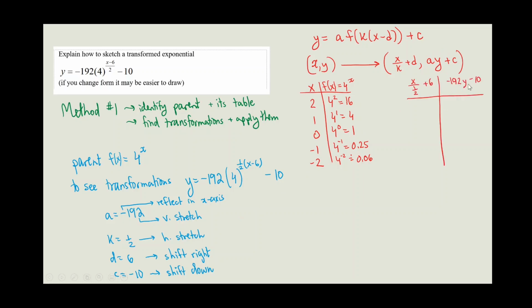So this is what the table is going to look like. We have negative 192 times y, subtract 10. So let's just talk about this first one. Where did that come from? If you take 16, you multiply it by negative 192, subtract 10 from it, you will get this number. Then if you take 4, multiply by negative 192, and subtract 10, you would get this next number, and so on. So that explains the y's.